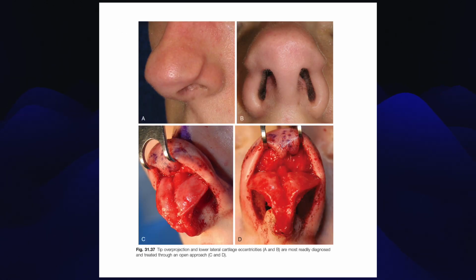In this photo, you can see an over-projected nasal tip in A, and in B you can see lower lateral cartilage eccentricities. The examiner may ask you about the type of approach you will use for treating this type of deformity. You will say open approach rhinoplasty.